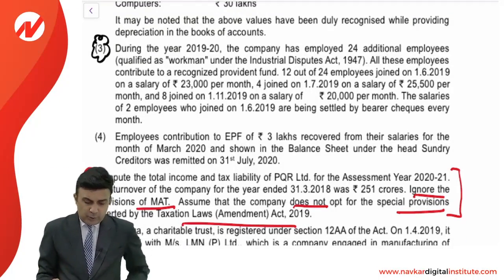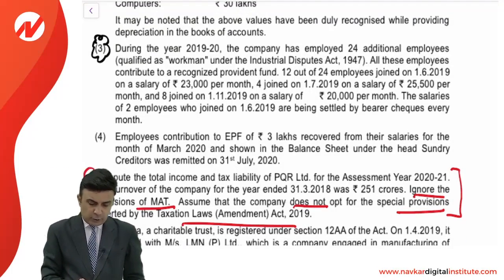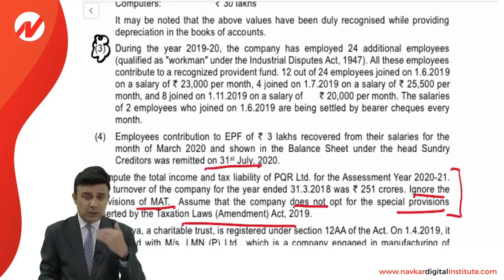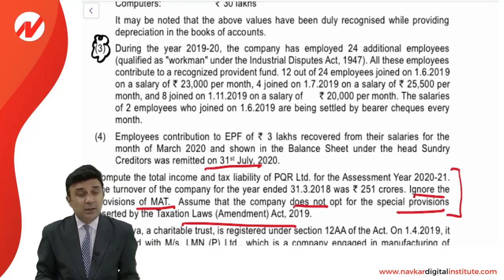Now you are given the 4th information. Employee contribution to EPF of 3 lakh recovered from their salary for the month of March, shown in the balance sheet under the head sundry creditors, was remitted on 31st July. It won't work. If it is remitted on 31st July, it should have been remitted up to the 15th of the next month. It is hit by section 36(1)(va).